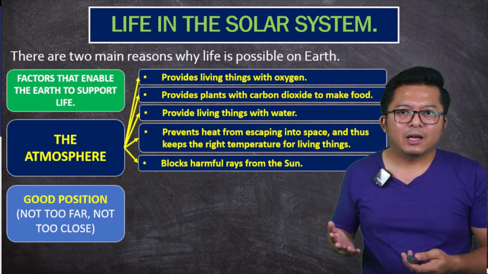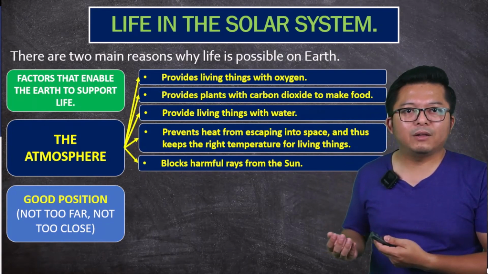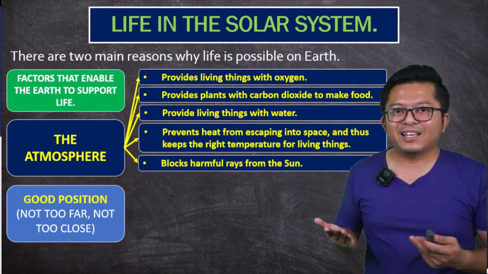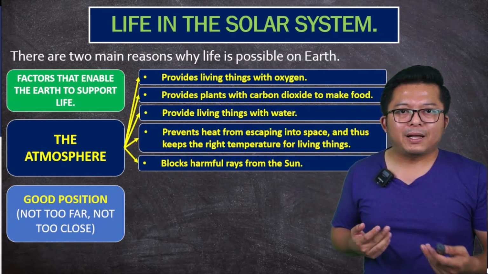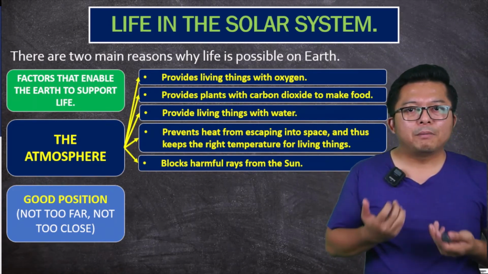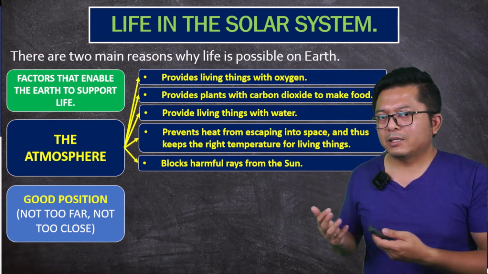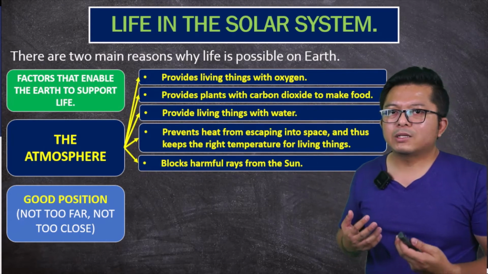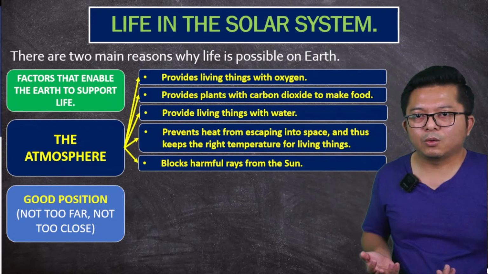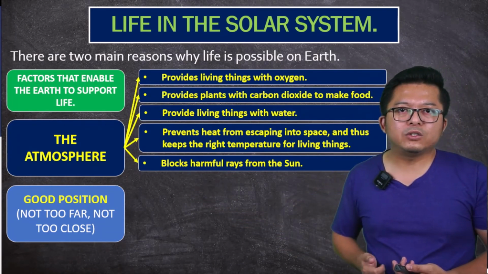So these things, air and water, help living things to live. Now, living things, as we have learned before, are plants, animals, and humans. So these things are very important. Plants need carbon dioxide, we need oxygen, we need water, plants need water, and we need a bit of warmth, a bit of heat. Plants need a bit of warmth to grow, and most animals need warmth to stay alive. So the atmosphere helps us to achieve this.